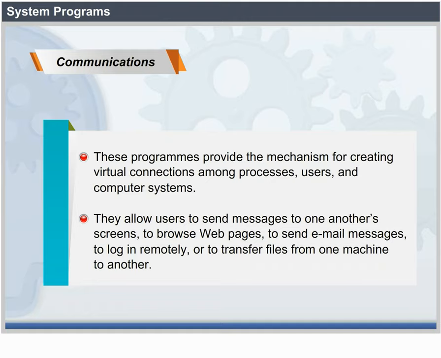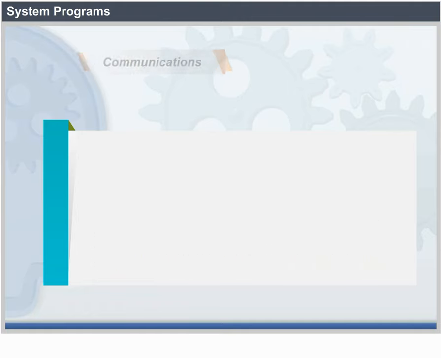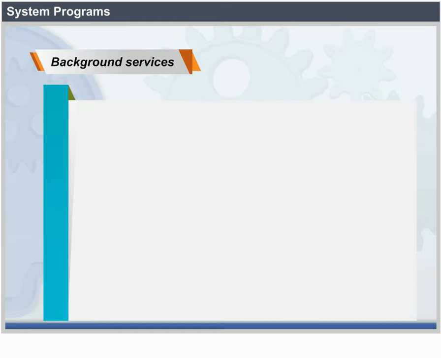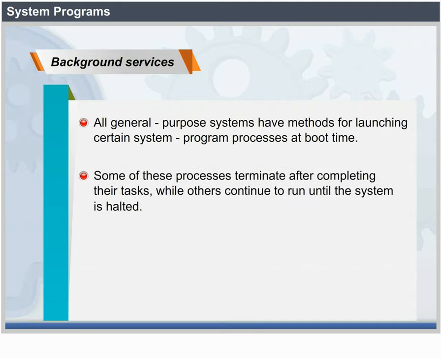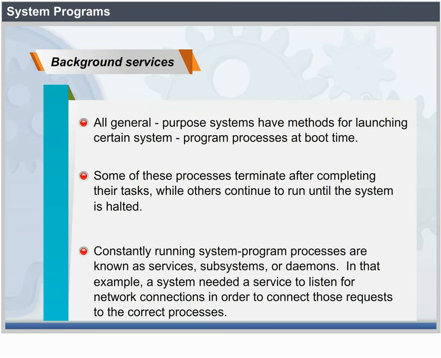Background services. All general purpose systems have methods for launching certain system program processes at boot time. Some of these processes terminate after completing their tasks, while others continue to run until the system is halted. Constantly running system program processes are known as services, subsystems, or daemons. In that example, a system needed a service to listen for network connections in order to connect those requests to the correct processes.